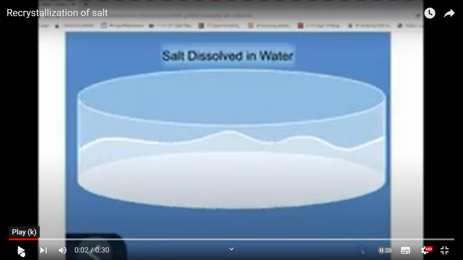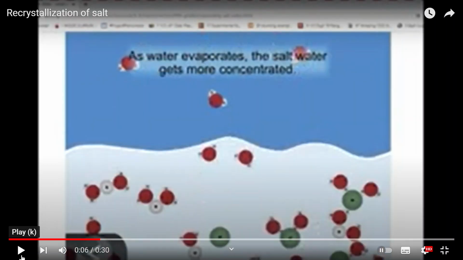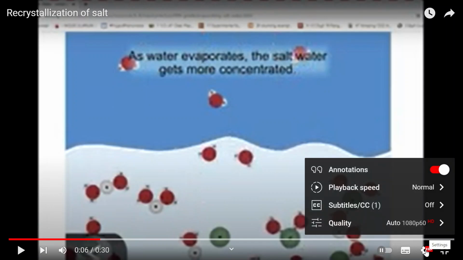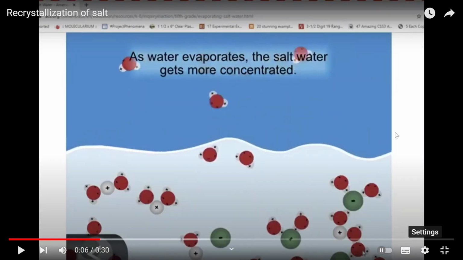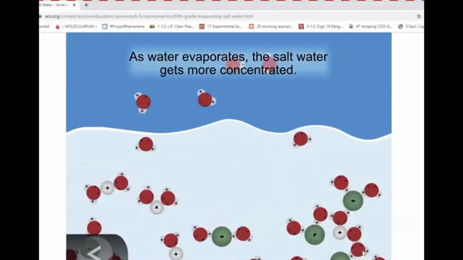And if we look very closely, the water molecules are evaporating. Can you see the water molecules? Some of them are leaving the water. Why is it so foggy? Let's take a look, settings. Let's just see if this helps. Is that better? Yeah, okay. All right, so here we go. If we look closely, the water molecules are evaporating.